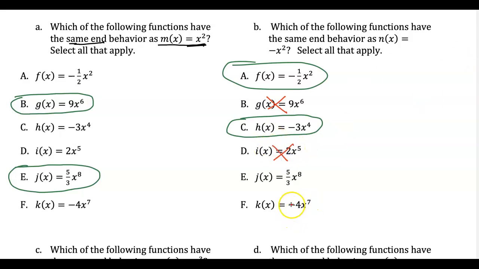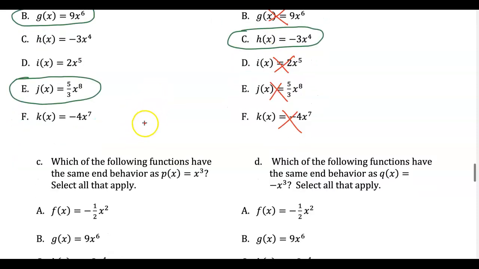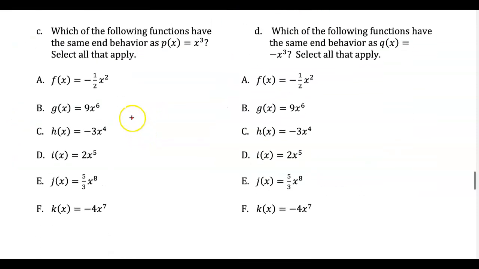In fact, we can knock off these two because they're odd powers. We could also knock off this one because it doesn't have a negative coefficient. So you can tell by whether the power is even or odd, and by whether the coefficient is negative or positive. Okay, and there's a few more exercises regarding this.